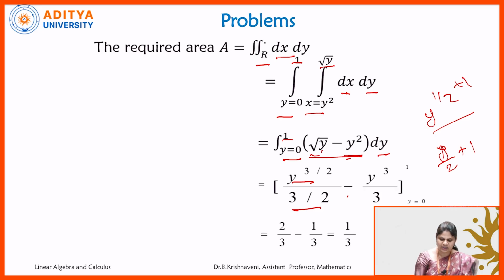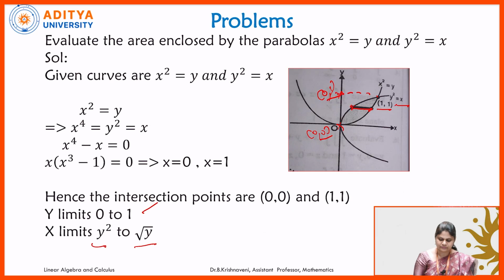Substitute the upper limit. So 1 by 3 by 2 is 2 by 3 minus 1 by 3, and the lower limit is 0. 2 by 3 minus 1 by 3 is equal to 1 by 3. So this gives the area bounded by these parabolas.